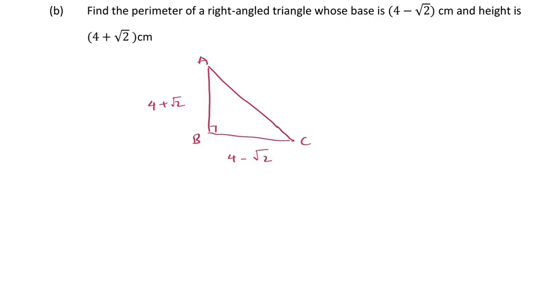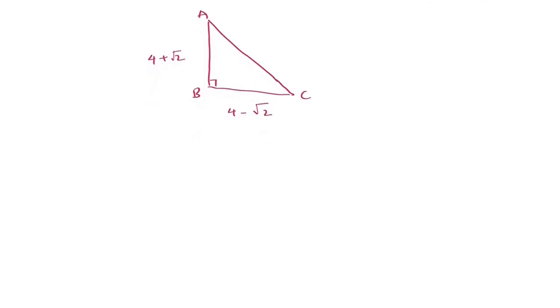Okay, so next, in order to find the perimeter, we first find the length AC. So here we are going to use Pythagoras theorem, which says AC squared equals AB squared plus BC squared. Okay, so now let us substitute the values which have been given. AC squared equals, in brackets, 4 plus root 2 squared plus, in brackets, 4 minus root 2 squared.